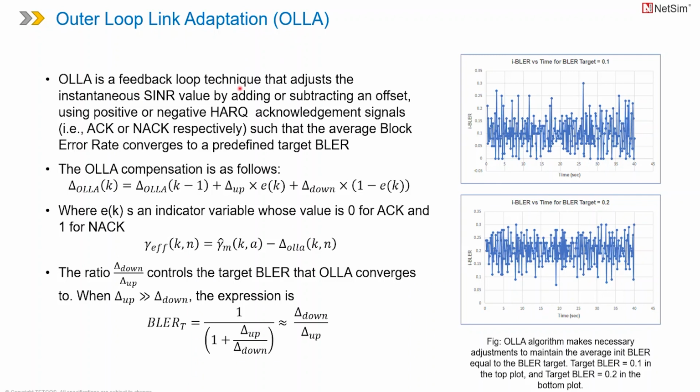OLLA is a feedback loop technique used in NetSim to adjust the instantaneous SINR value by adding or subtracting an offset based on whether a positive or negative HARQ ACK, that is, whether an ACK or a NACK, is received, such that the average block error rate converges to the target BLER. The OLLA compensation equations and its relation to the BLER target is shown. Users interested in knowing more can check our online documentation or write to us. Let us look at the two plots from NetSim. In the top plot, the target BLER is set to 0.1, which means that the algorithm adjusts the SINR compensation to maintain an average BLER of 0.1. Similarly, in the bottom plot, the target BLER is set to 0.2, and the SINR is compensated to track the 0.2 BLER target.